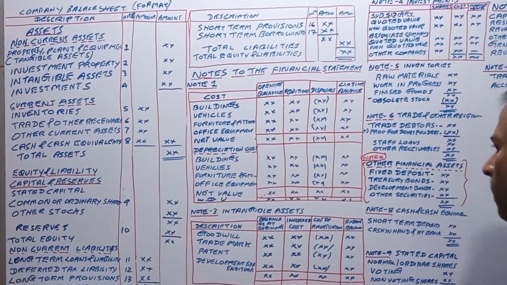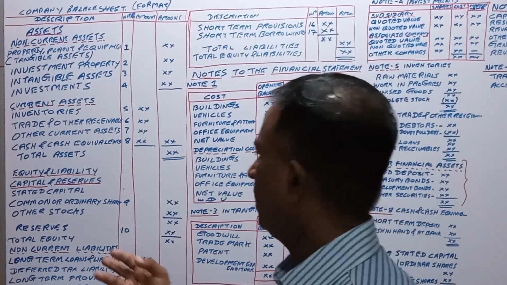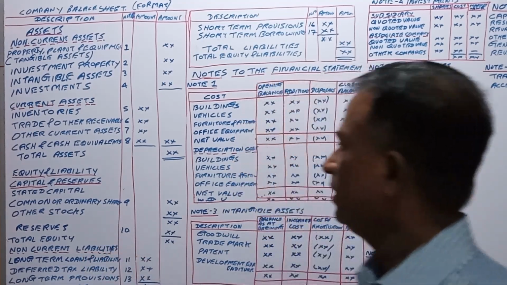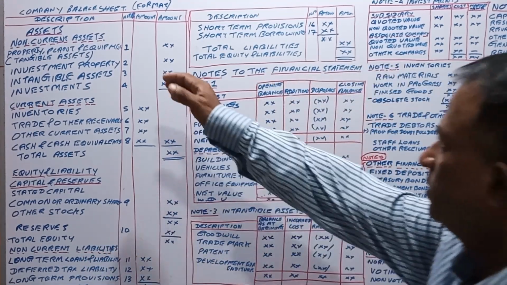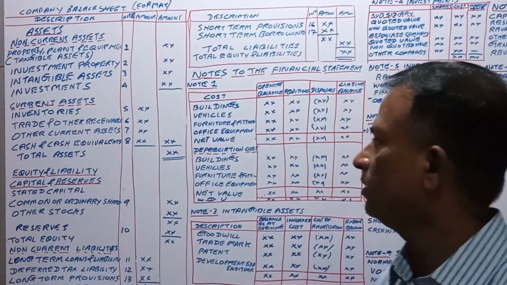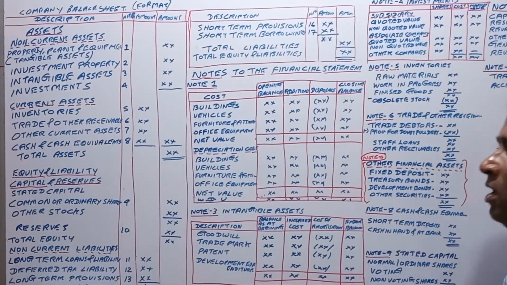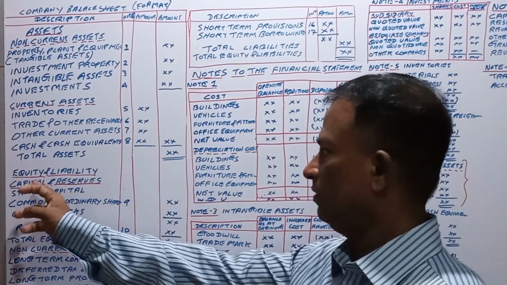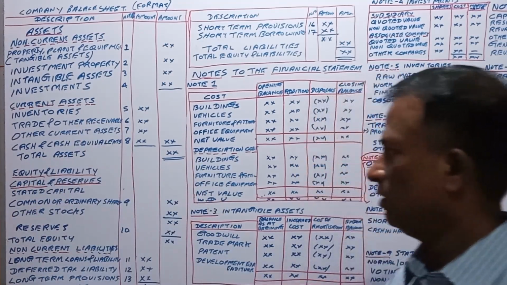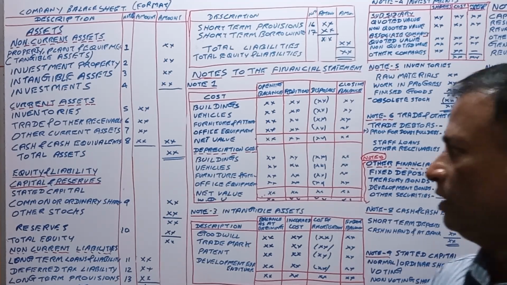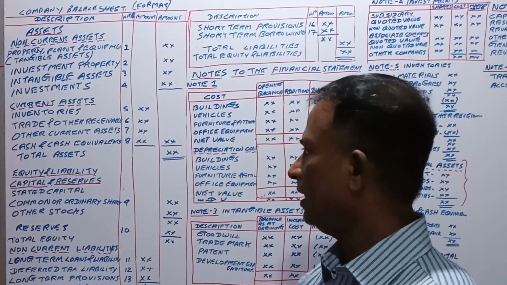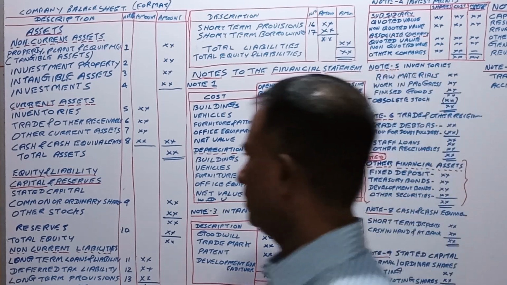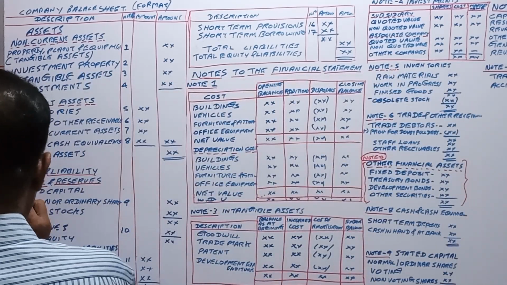That has to be mentioned. And the other thing is stated capital. We have covered the asset side, now we are moving to the equity and liabilities. Under equity and liabilities, first we have to see capital, that is stated capital.